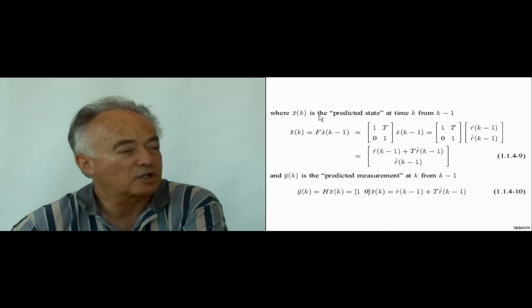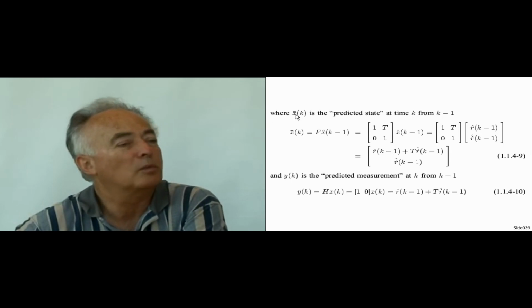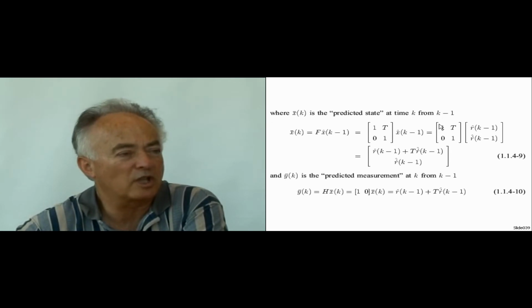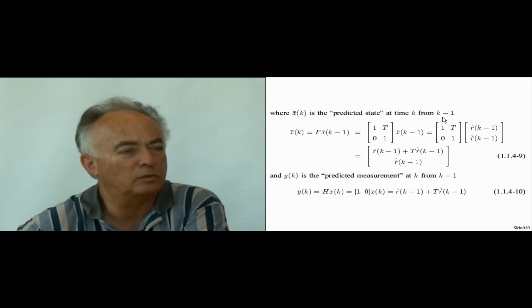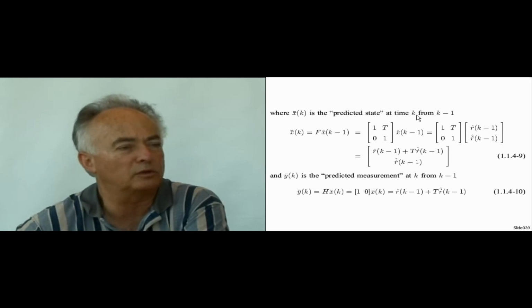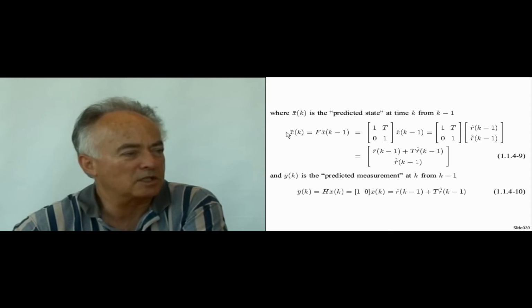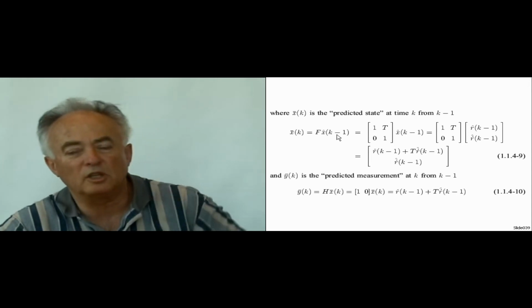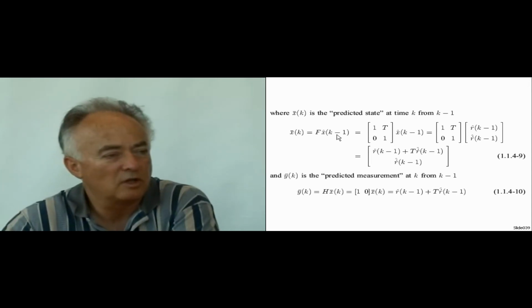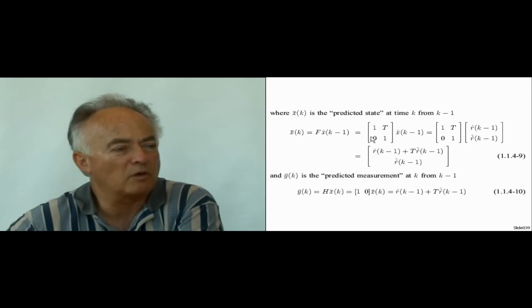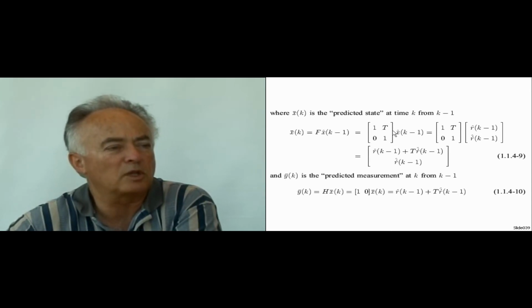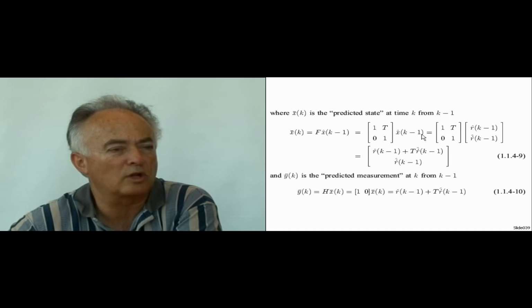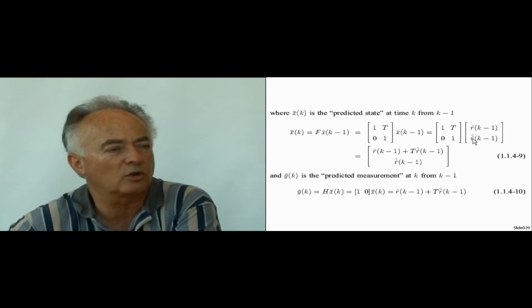Now here's the expression of x bar k, the predicted state at time k from k minus 1. X bar k is F x hat k minus 1. Because we don't know the term u, we assume it in this prediction as equal to 0. And this is going to be given by this, that's the F matrix, the transition matrix, times x hat k minus 1. Now the x hat is written out explicitly as an r hat and r dot hat components.